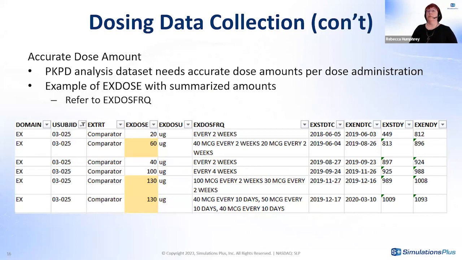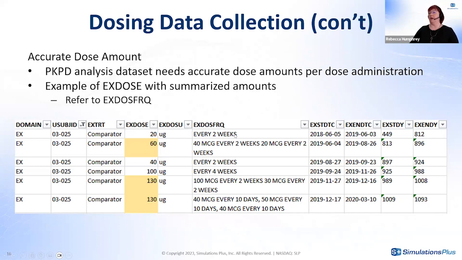Another piece of important information is to collect accurate dose amounts. In this example, this is an EX data set where the EX dose is typically understood to be the dose administered during this date range by this frequency. So this is not a complete record of all these subjects' dose records, as it starts on day 449.